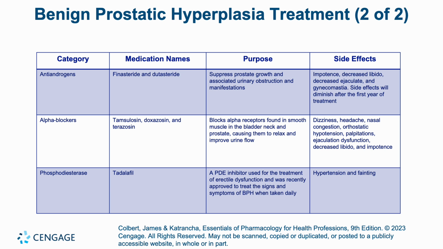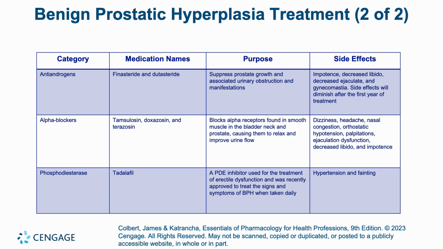Alpha blockers, medications are tamsulosin, doxazosin, and terazosin. These block alpha receptors found in smooth muscle in the bladder, neck, and prostate, causing them to relax and improve urine flow. These are what I see given most often, especially tamsulosin. The trade name is Flomax, and that's exactly how I describe it to patients. It's going to kind of loosen and open everything up to allow urine to flow more freely.